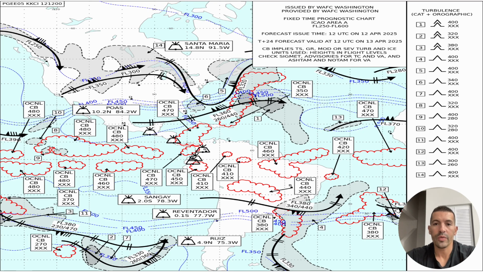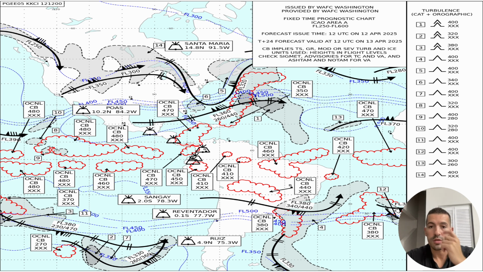Hi, here we have a high-level prognostic chart. This chart is used as a forecast for future flight operations at higher altitudes. In this case, it shows North America as well as South America. And we can use it to identify things like thunderstorms, jet streams, turbulence, the tropopause height, as well as other things such as volcanic eruptions, squall lines, and other hazards.